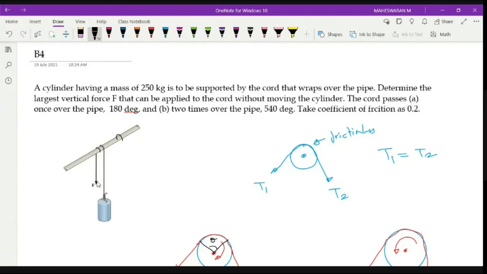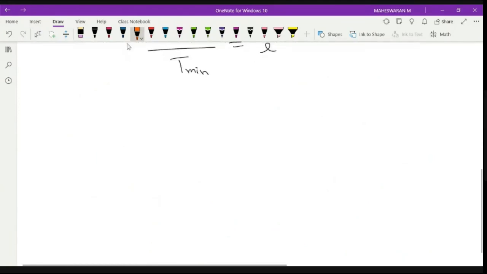Now let me consider you are not applying any force. Which direction will your object rotate? It will rotate like this, which means the mass will be coming down. So this side is maximum and the force side is minimum. When you are substituting in the formula, be careful: the maximum should be on the other side. Now, what is my T max?